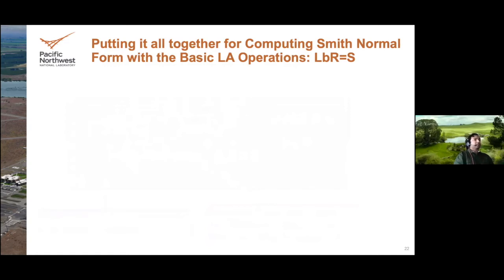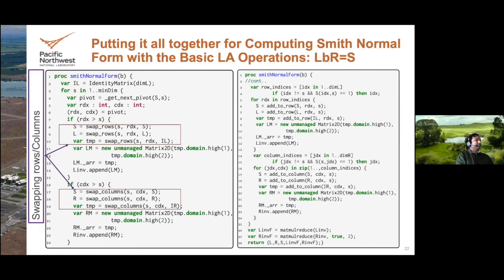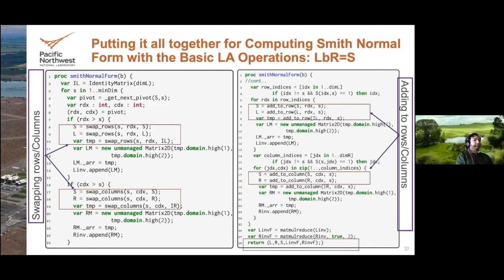with the Chapel implementation, what we are trying to do is find the Smith normal form. So given this boundary matrix B, we want to find this form L times B times R equals S. So this is the code here. And what I'm going to show is that in different parts of the code, we are leveraging this swapping of rows and columns, and adding to rows and columns. Once we have these, ultimately we get back these five matrices: L, R, S, L inverse F, and R inverse F.